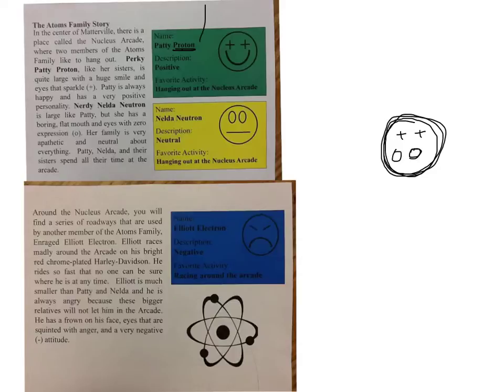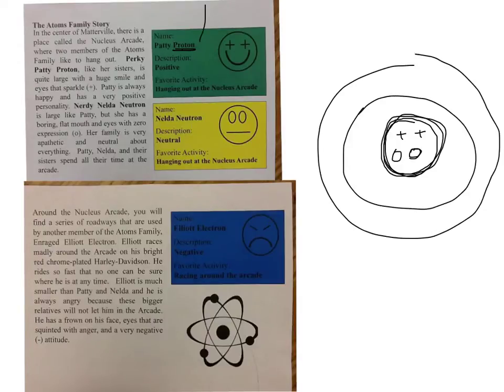So now we have the next particle that we're going to talk about. Let's continue reading at the second paragraph. Around the Nucleus Arcade, you will find a series of roadways that are used by another member of the Addams family. So now we're going to draw our roadways. I'm just going to draw 1 and 2 there. These are roadways that go around the Nucleus Arcade. All right, let's go back to our reading.